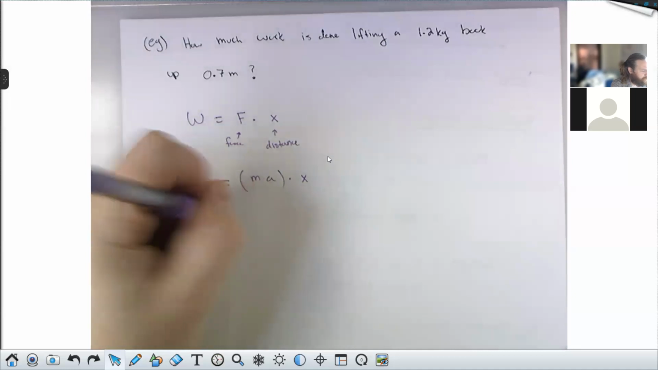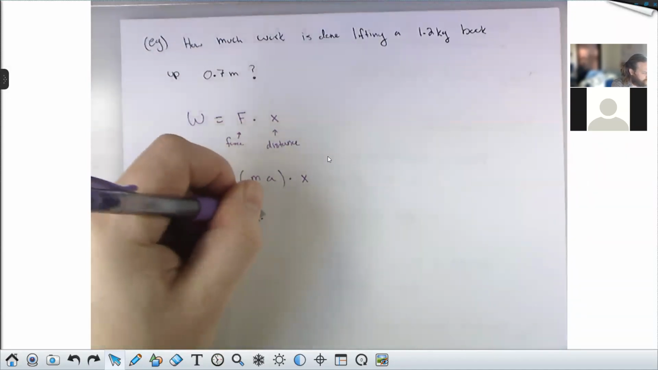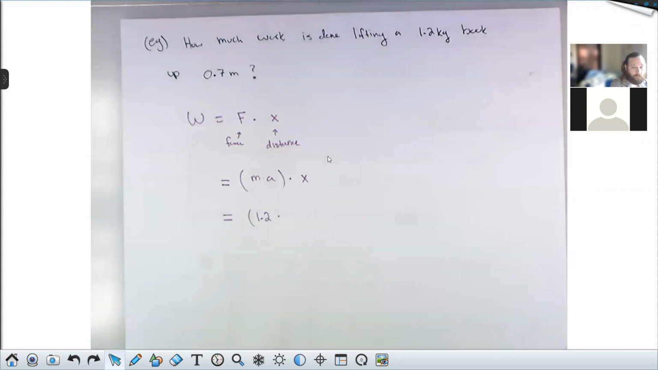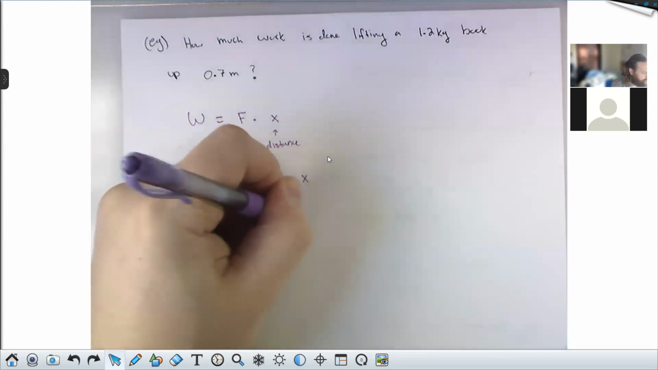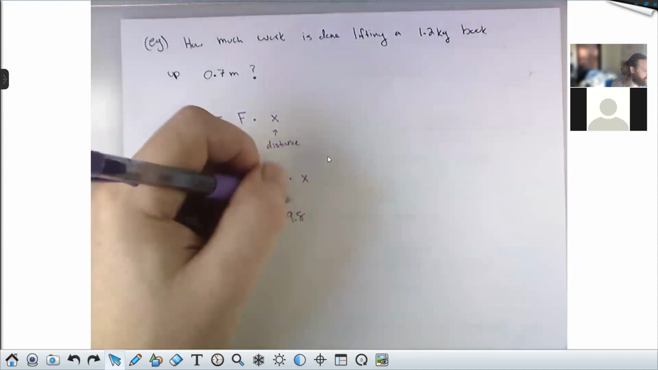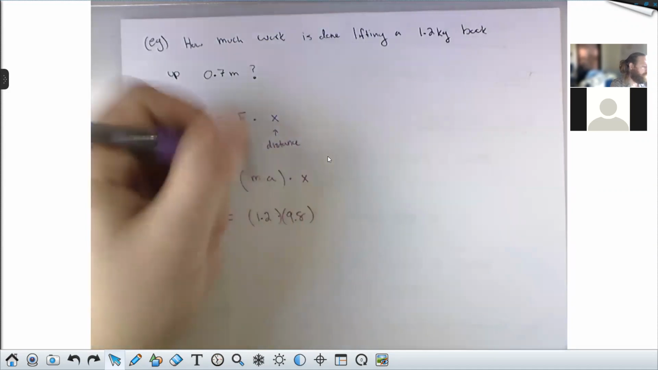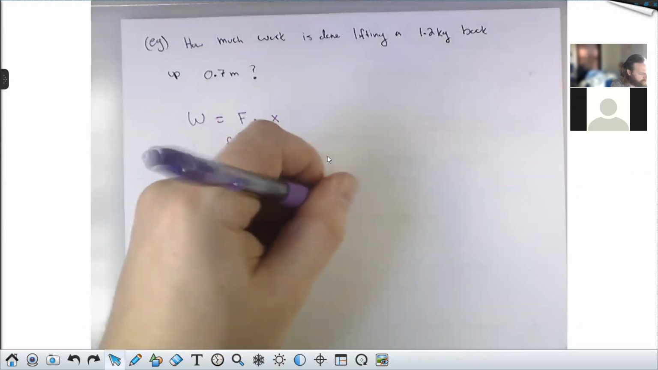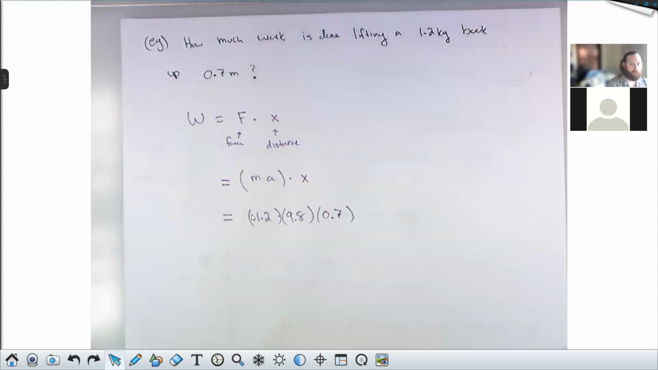The mass of that book is 1.2 kilograms. The acceleration due to gravity is 9.8 meters per second squared. And the distance I'm lifting is 0.7 meters. So it's 1.2 kilograms, the mass, times 9.8 meters per second squared, the acceleration due to gravity, times 0.7 meters, the distance I have to lift the book against the force of gravity.